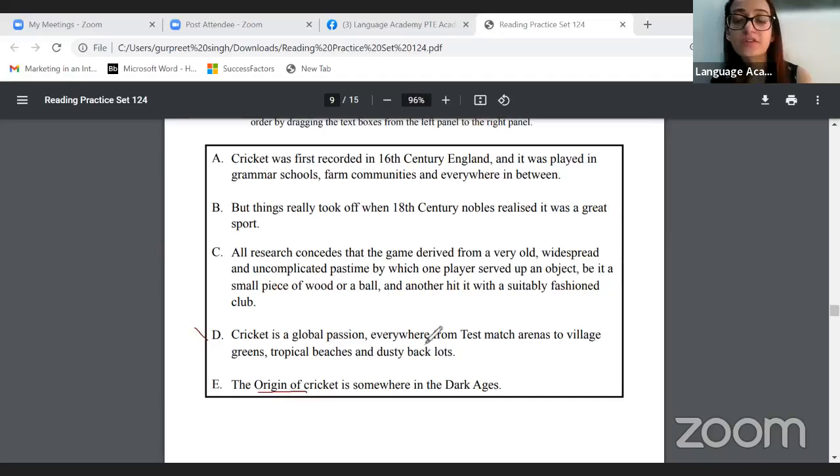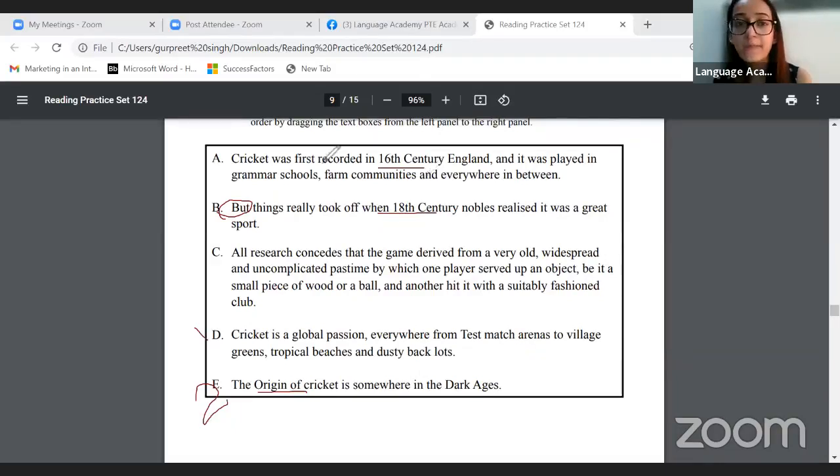Cricket is a global passion everywhere, from test match arenas to village greens, tropical beaches, dusty back lots. Everywhere it's a passion. How did it start? The origin of cricket is somewhere in the dark ages. Then you have missed ABC because you didn't look at "but" here. So in this you have 18th century, in this you have 16th century. Maybe these can be connected.